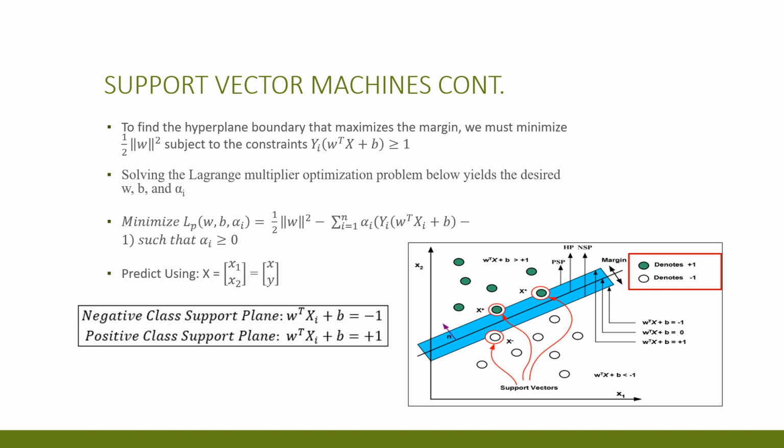As you can see in the diagram, PSP represents the positive support plane, NSP represents the negative support plane, HP represents the hyperplane, and all the values greater than or equal to 1 are above the positive support plane. So that means all of those values in green are the positive class. And the most extreme values that we mentioned, you can see, are right on that positive support plane line.